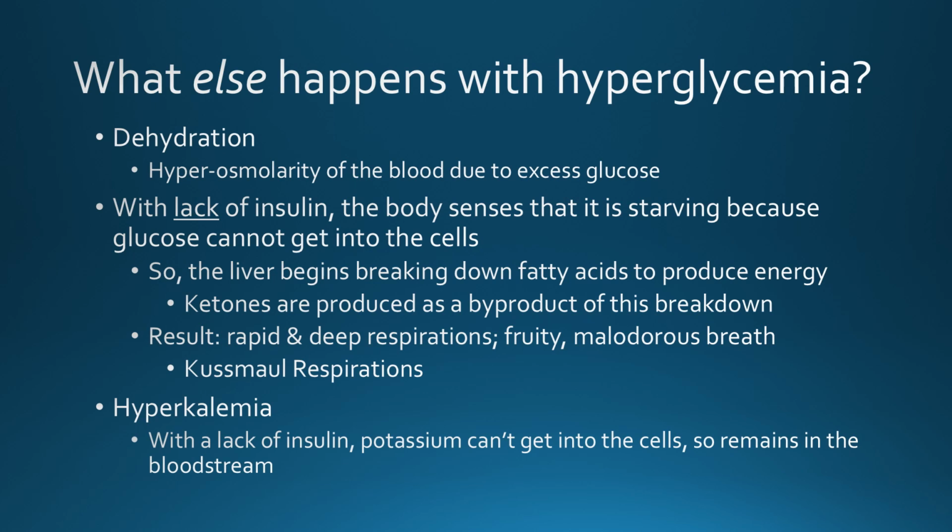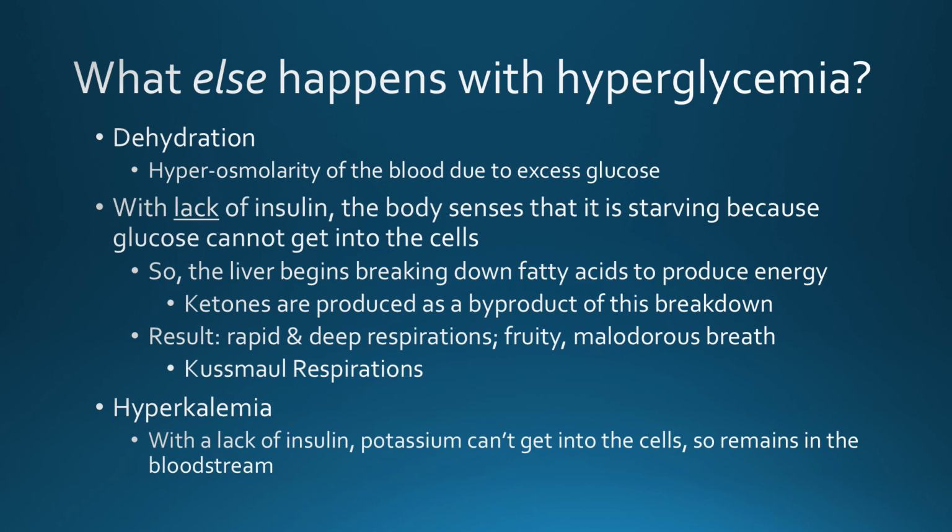So dehydration can result. As I mentioned earlier too, when we have lack of insulin, the body senses that it is starving because the glucose cannot get into the cells. So again, the liver then begins breaking down fats to try to produce energy, because if glucose can't get into the cells, then we aren't going to have the energy that we need to survive. So as those fatty acids or those fats are broken down, ketones are going to be produced as a byproduct of that breakdown. So basically, the ketones are a result of the breakdown of those fatty acids.